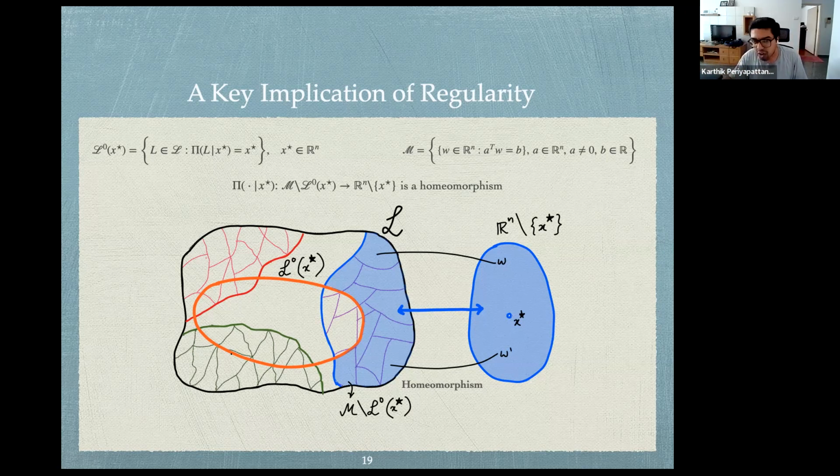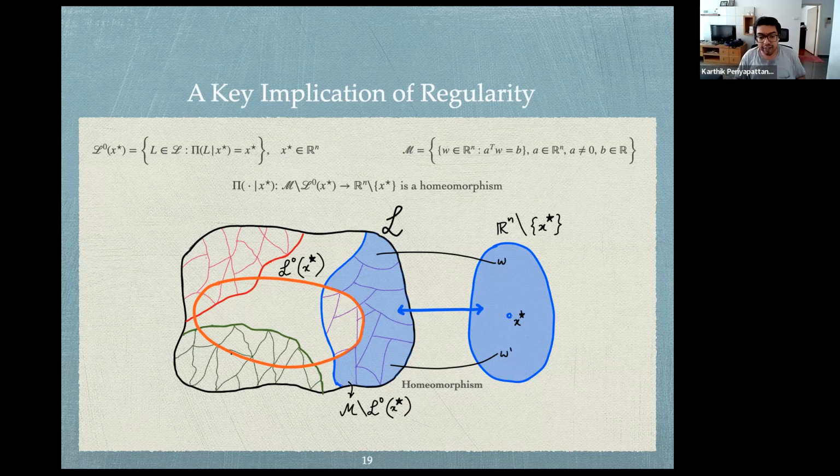In other words, you exclude X star from Rn. This set of all n-1 dimensional sets has a one-to-one onto relationship with Rn minus X star, everything other than X star. So a homeomorphism, the technical term that I'm using here, simply means that it is one-to-one onto, that is, it is bijective and continuous. Bijection plus continuous is homeomorphism.